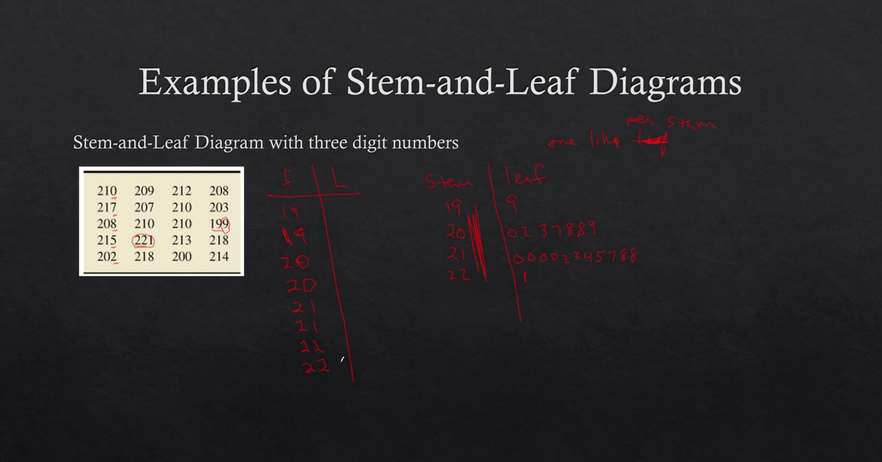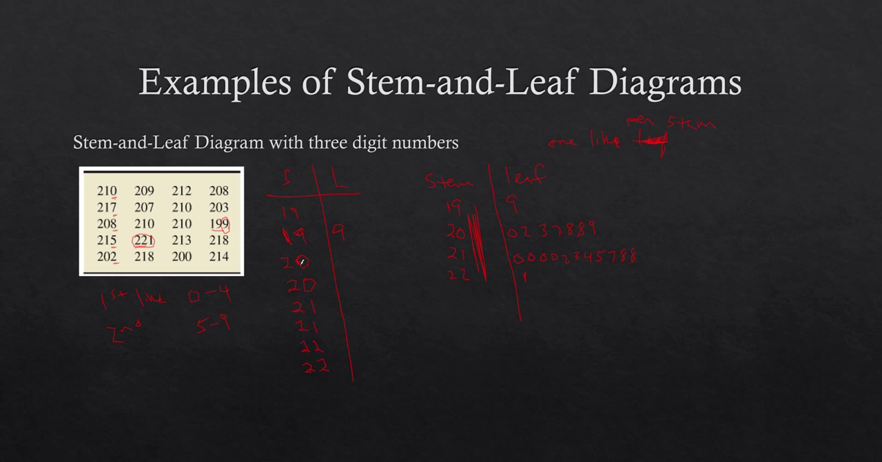The first line could contain leaf digits 0 through 4. The second line would be leaf digits 5 through 9. So for instance, 19. There's only one with a 19 as a stem, and that's 199. So that's a 9. So we're not going to have anything on this first line right here, but we're going to have a 9 right here.